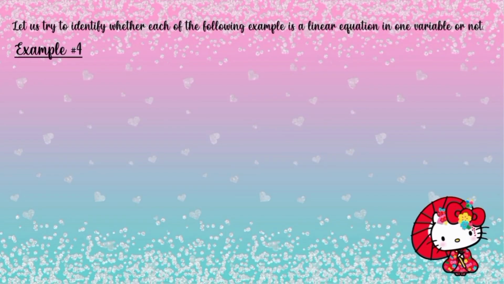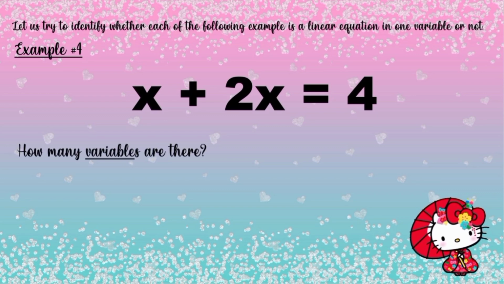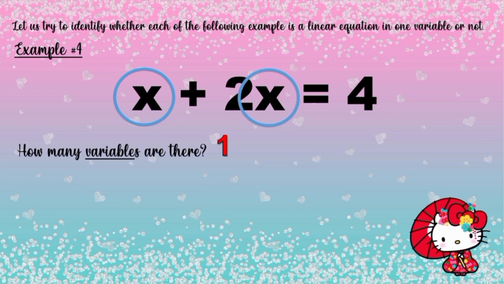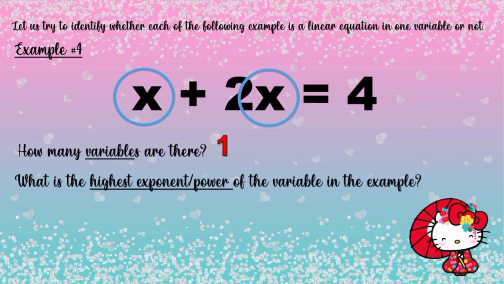Example number 4. X plus 2x is equal to 4. How many variables are there? We have this x and this x. That is 1 because they are just the same letter or variable. What is the highest exponent or power of the variable in the example?